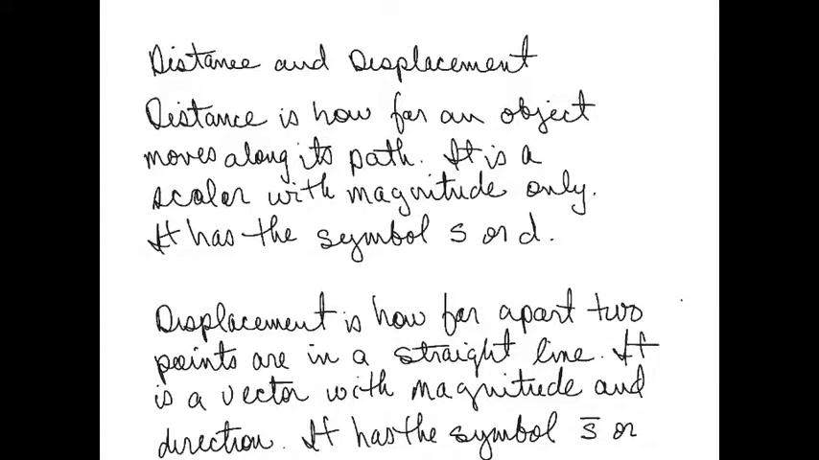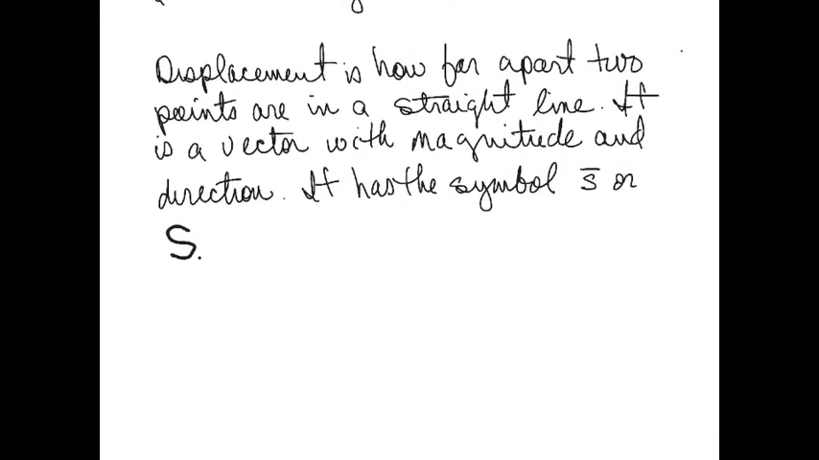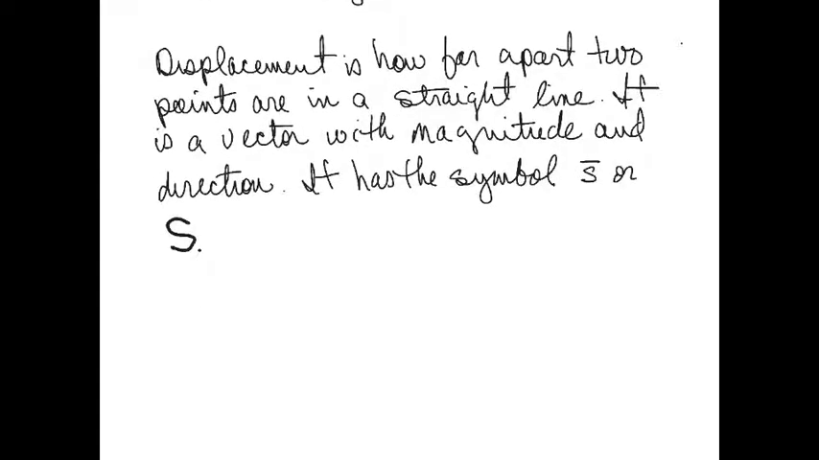Displacement, on the other hand, is how far apart two points are in a straight line. Notice a straight line separates the two objects, the two points. It is a vector with magnitude and direction. It is given a symbol S bar, or if it's in print, a boldface S.